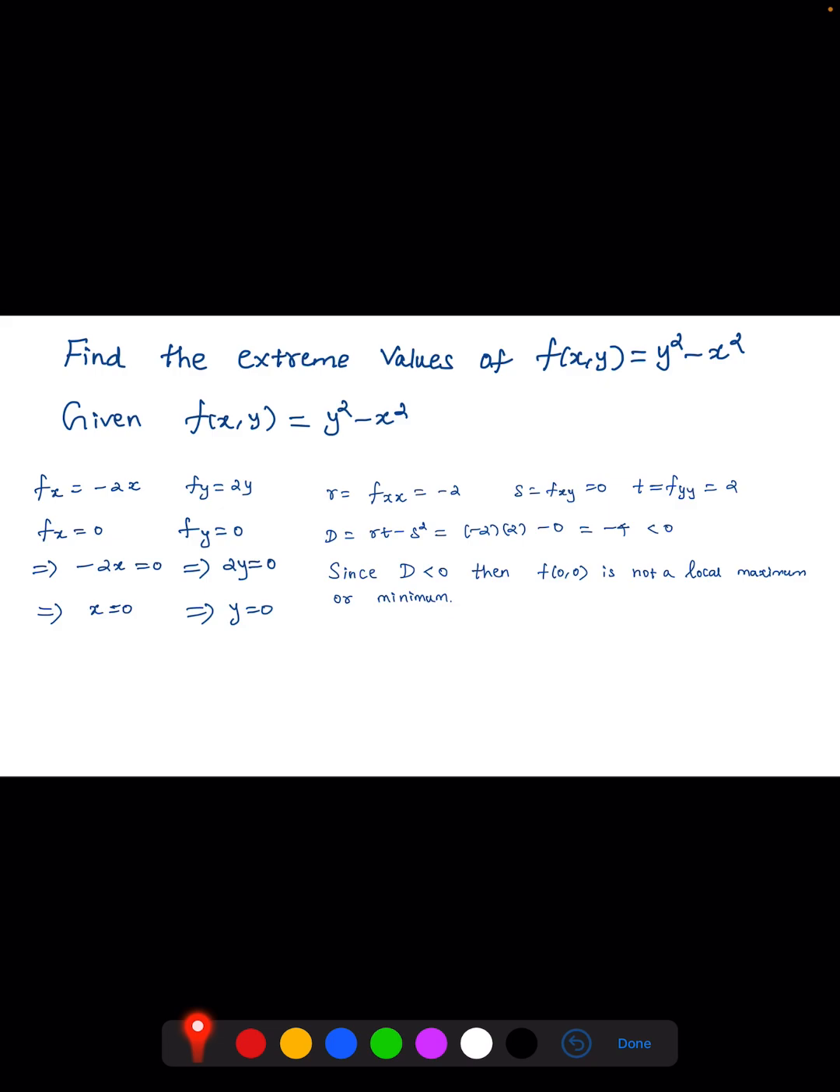Your t value is the second derivative of f with respect to y, that is f double y. So you're differentiating f y with respect to y, which is 2. Finding d, which is r t minus s square, it will be minus 4. Minus 4 is a negative quantity, so it is less than 0. So if you have d less than 0, then the point 0 comma 0 will be a saddle point. That means f of 0 comma 0 is not a local maximum or a minimum.